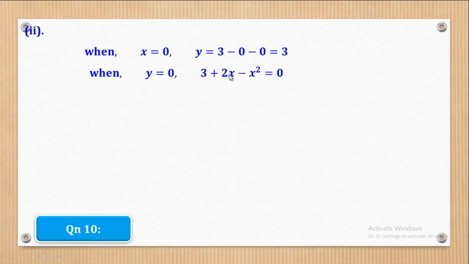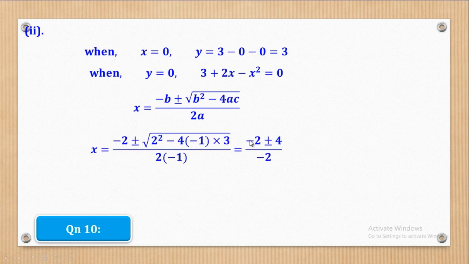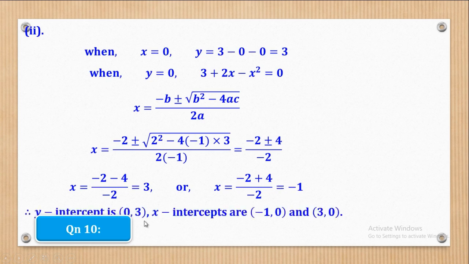So now this is a quadratic equation, and therefore we shall use the formula method. So in this case, our a is -1, b is +2, and c is +3. Therefore, when you substitute, you come up with x being equal to -2 plus or minus 4, everything divided by -2. So either x will be equal to when there is a negative, or x will be equal to when this is a positive. Therefore, x will be equal to 3, or x will be equal to -1. Therefore, the y-intercept will be (0, 3), and the x-intercepts will be (-1, 0) and (3, 0).